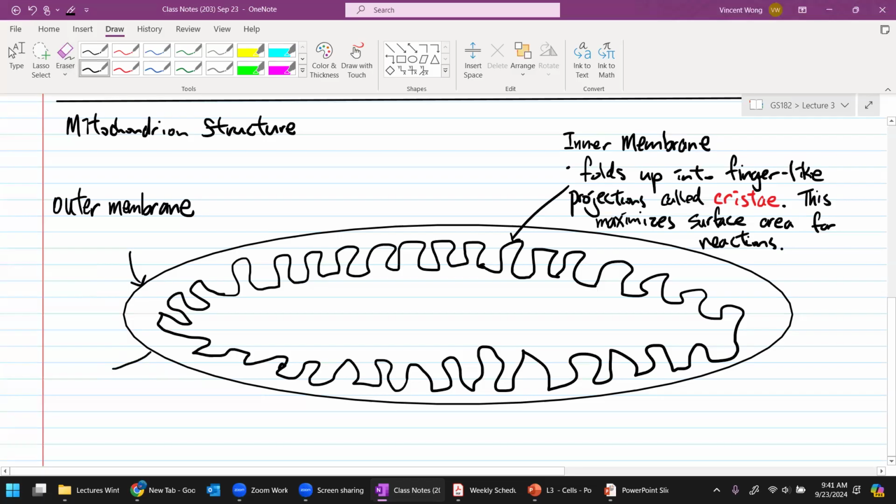Okay. Between the outer membrane and the inner membrane, there is going to be a little gap, an area, and we call this the intermembrane space. Intermembrane space. It's just the gap between the outer and the inner membrane.